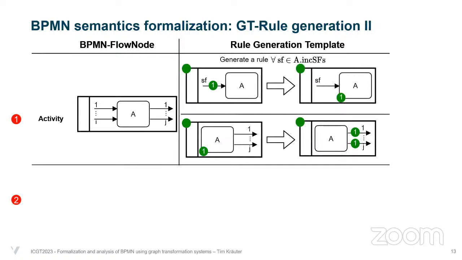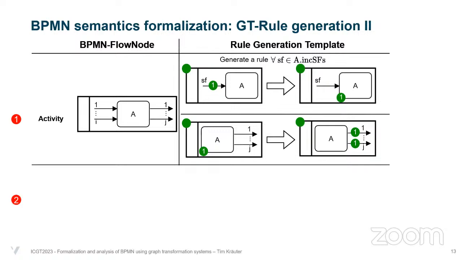So we have an activity, and in general, activities can have I incoming sequence flows and J outgoing sequence flows. They are not simple, with one incoming and one outgoing; there are multiple combinations. Here we generate one rule for each incoming sequence flow. This is what the formula is here. So if there are 10 incoming sequence flows, we generate 10 rules to represent the synchronization.